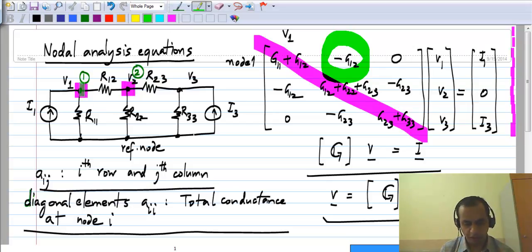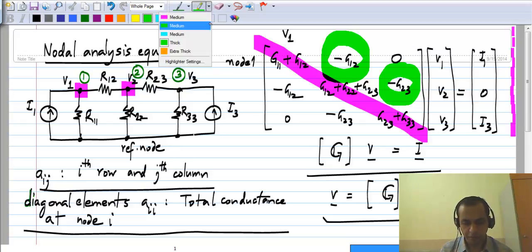Okay, and we have a resistance R12 connected between them. The conductance of that is G12. So basically the element A12 of the matrix is nothing but the negative of the conductance connected between node 1 and node 2. Okay, so you can go through the remaining entries of the matrix and easily verify that that's the case. For instance, the element A23 is the negative of the conductance connected between nodes 2 and 3. Okay, and there is a reason for it, which is pretty obvious also.